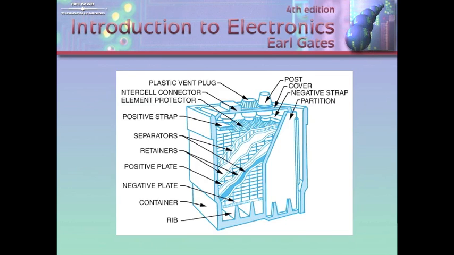And this is the inside of a lead-acid cell. And a lead-acid cell has an operating voltage of 2.1 volts. And if you opened up your battery, do you remember how many vents it had?